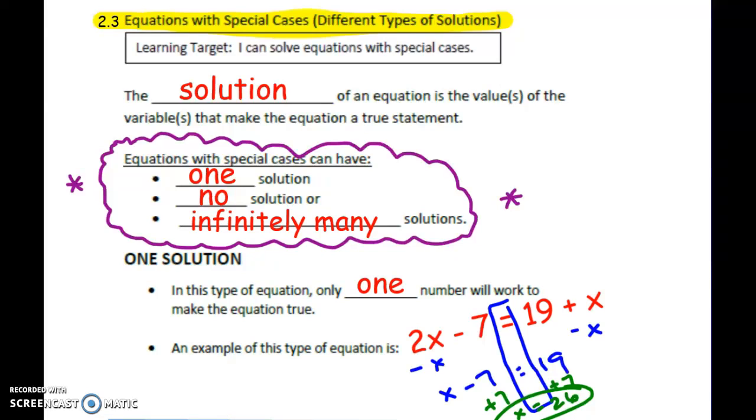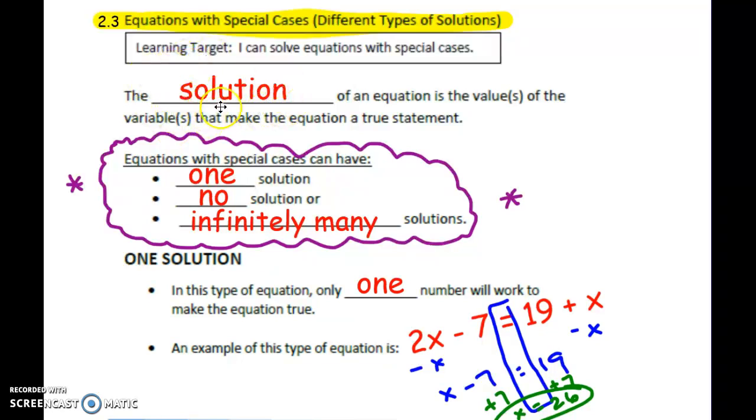Okay, you are looking at the video lesson that is going to show you how to work with special equations that have different types of solutions, or I call them special cases when they come up. It is Unit 2, Lesson 3, so make sure this goes in your notebook where 2.3 is supposed to go. And remember, you are going to learn how to solve equations that have special cases.